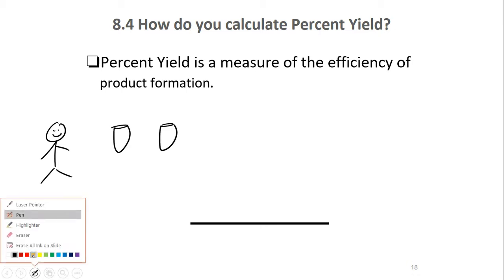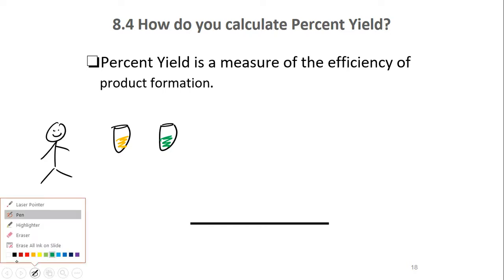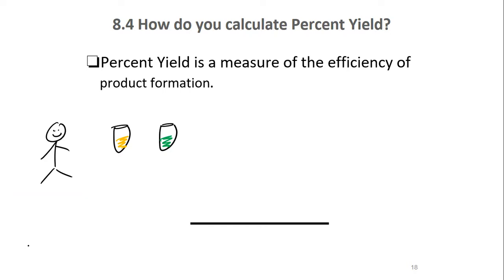Okay, so you have these two reactants. One of them is orange, and one of them is green, and you're gonna mix these together and make some sort of cool product. Okay, but because you're a good scientist, you first do some calculations to figure out, if I mix these two reactants together, what is the theoretical amount of product I should get? And that is the theoretical yield. Okay, so let's say you calculated that you should get 50 grams of a product. That's before you even start the reaction.